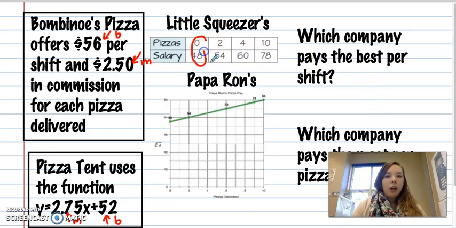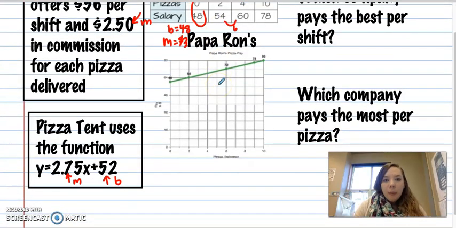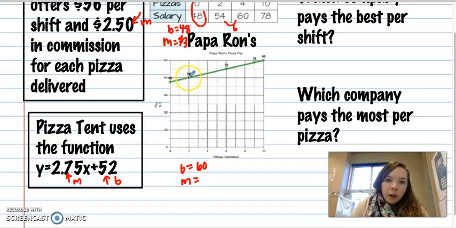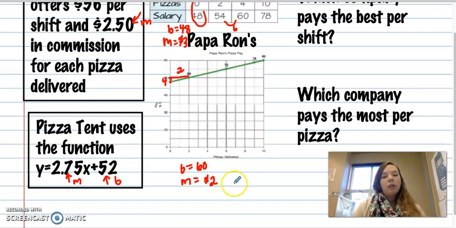Here, our B is 48, so they get paid $48 per shift, and if we look at the pattern, we're going 6/2. They get $3 per pizza. And then Papa Ron's here, it looks like they're starting at $60. And then their slope is up 4/2. You're going from 60 to 64 is 4. 0 to 2 is 2. So they're getting 4/2 would be $2 per pizza.